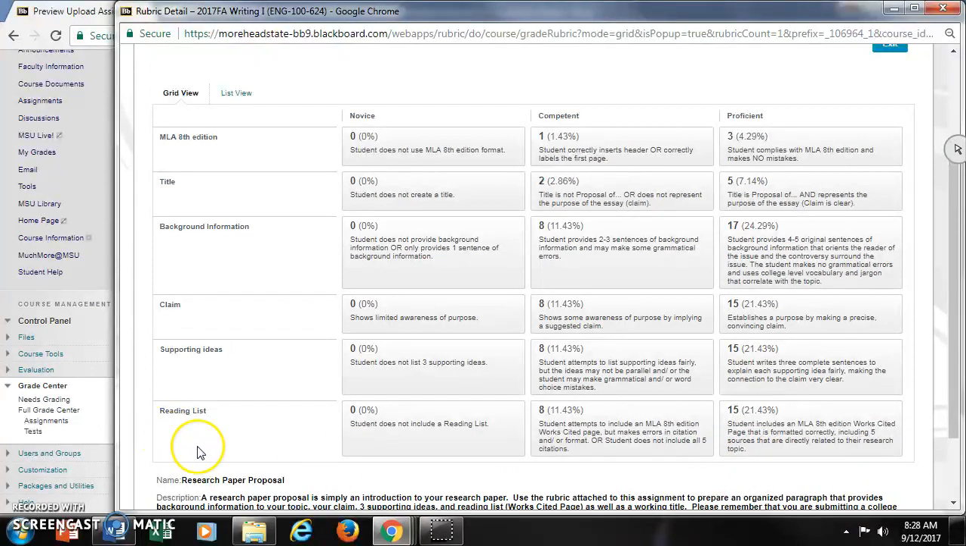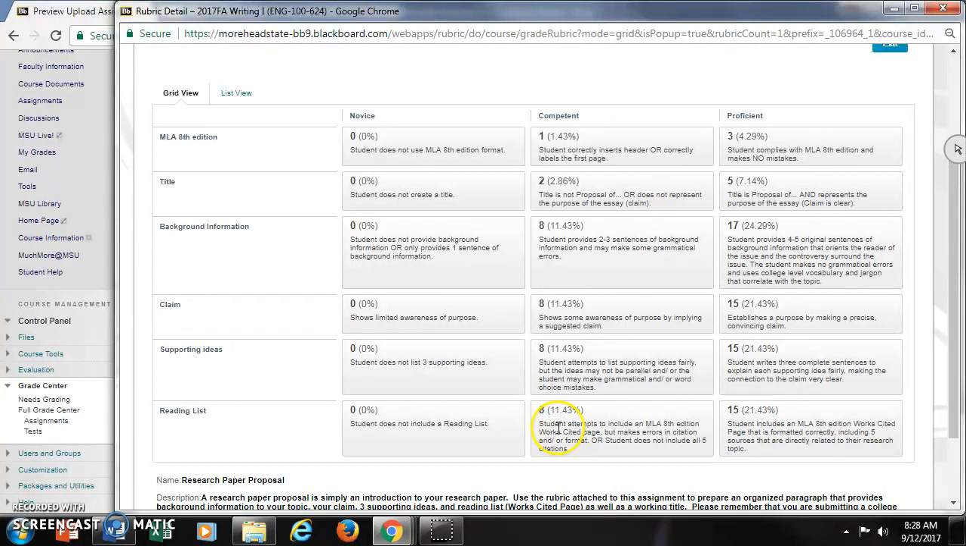And finally, the reading list. Student includes an MLA 8th edition works cited page that is formatted correctly, including 5 sources that are directly related to their research topic. It must be correct.